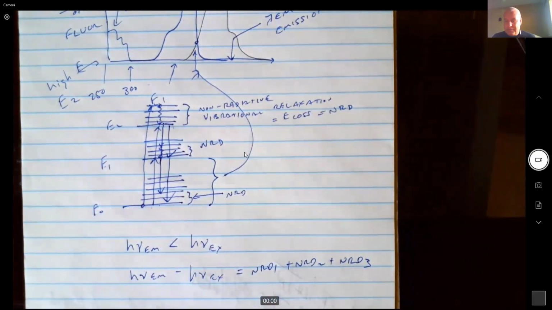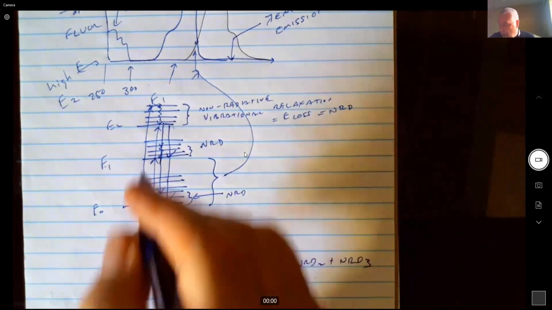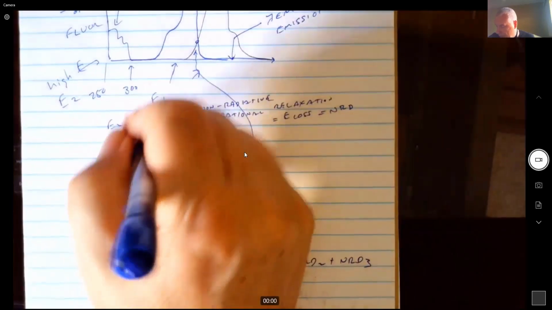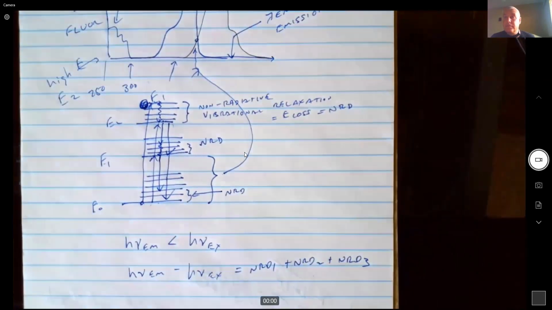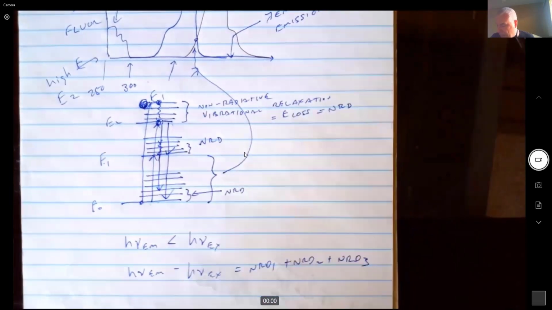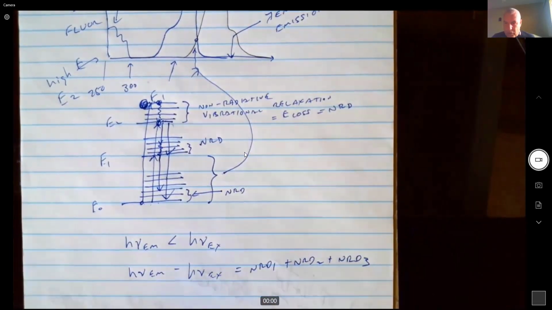Well, I was asking what NRD stands for. Oh, non-radiative decay. Non-radiative decay. So it actually happens in just a few picoseconds. So if you excite a molecule into, say, this state here, right? Then the amount of time that it takes to go from this state here to this state here is femtoseconds to picoseconds. Very, very short.